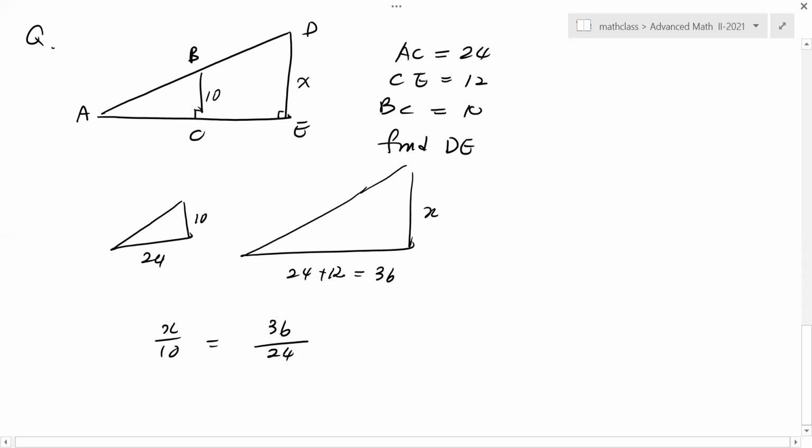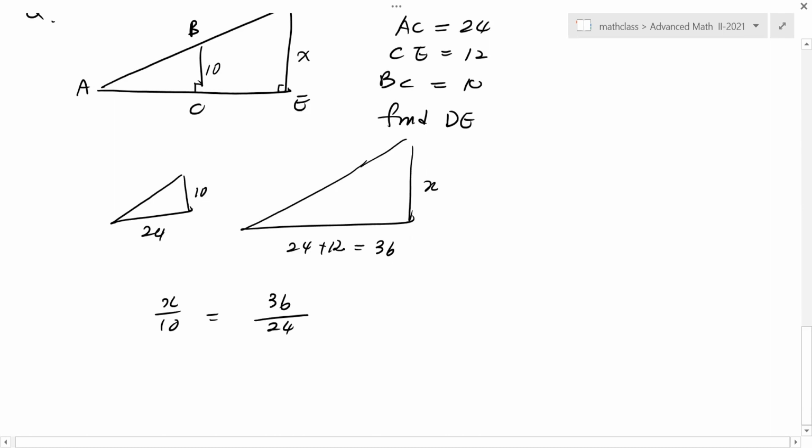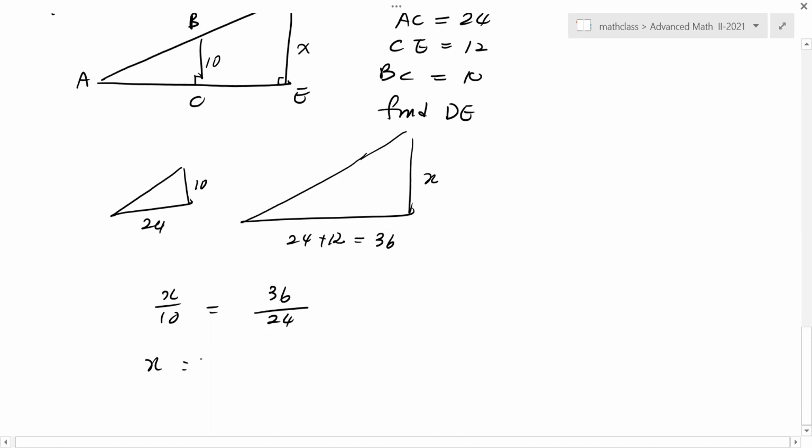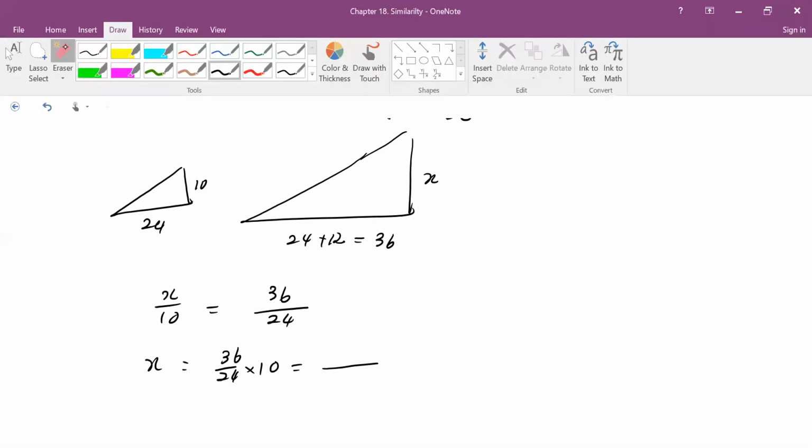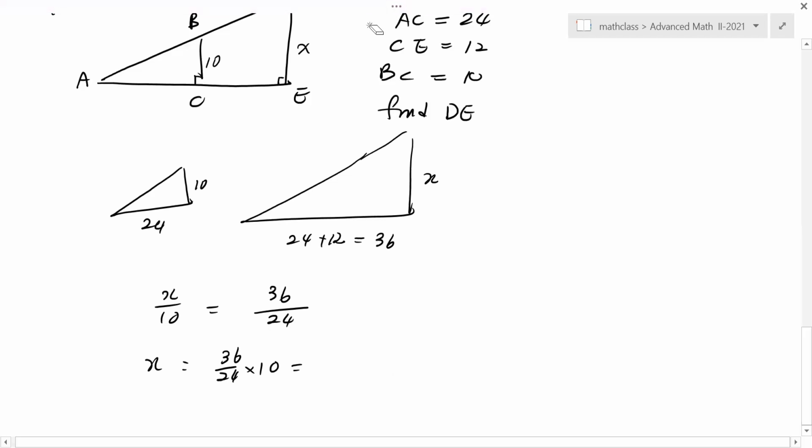Okay. Then just be careful, then you find X. X is not going to be 20. So X is going to be 36 over 24 times 10. 36 is right. So 36 divided by 24 times 10. So this is again 15. Based on my computation, it's going to be 15.